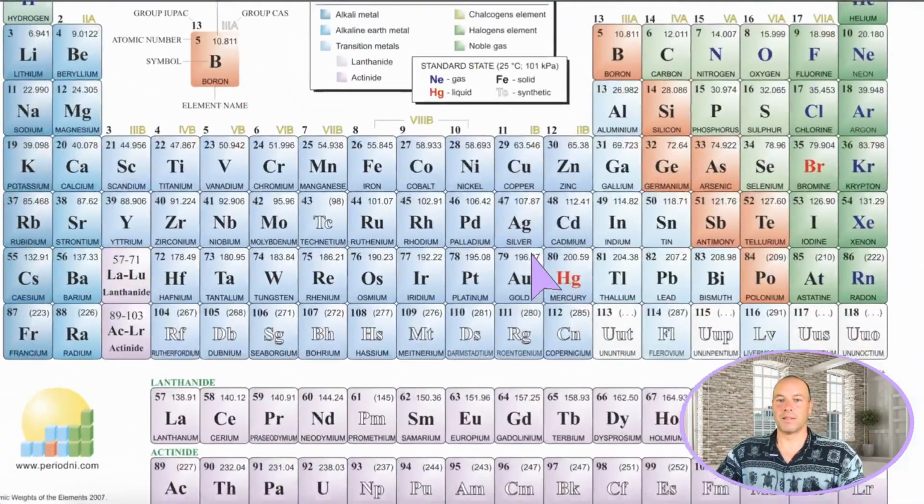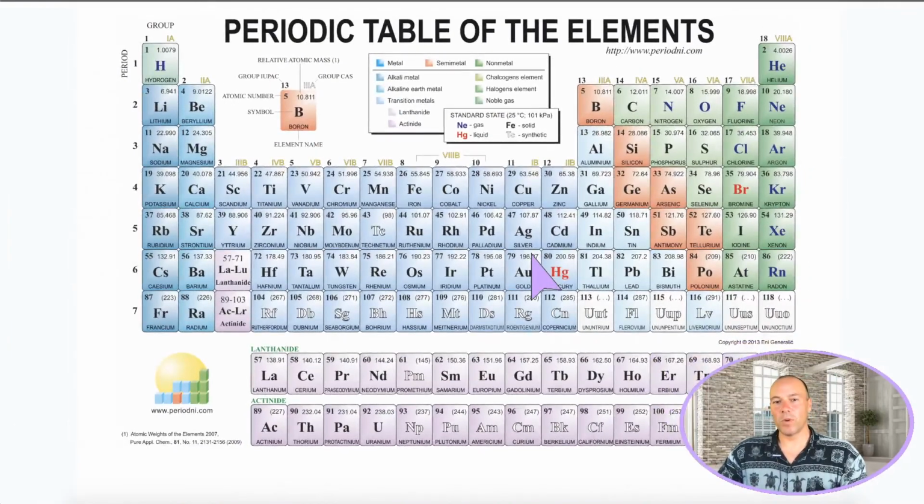There it is. In our next lecture, we will discuss the electronic structure of atoms and electron configurations.